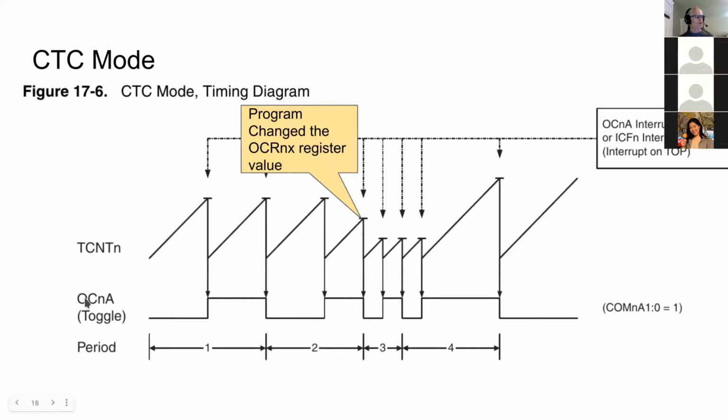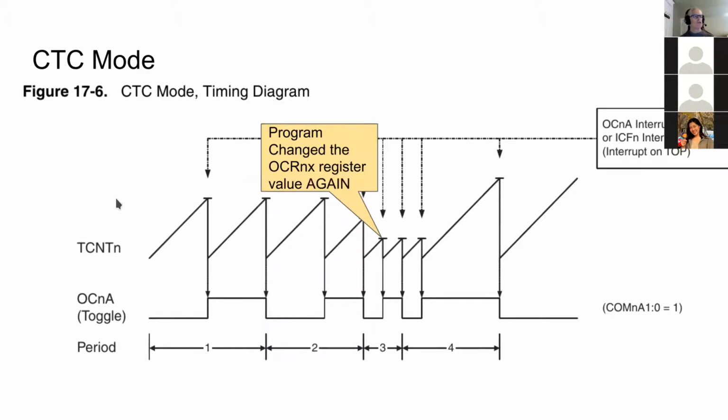And what we have here is the output bit, output compare NA, and we have that set to toggle mode. So every time there's an output compare event, it toggles from 0 to 1 or from 1 to 0. And that's what's shown here. And it speeds up because we've now put in lower values into the compare register. The clock is going at the same rate. The timer is still 16 bits, but it doesn't get up as far until it has to reset. Somebody changed it again, so now it's even faster.